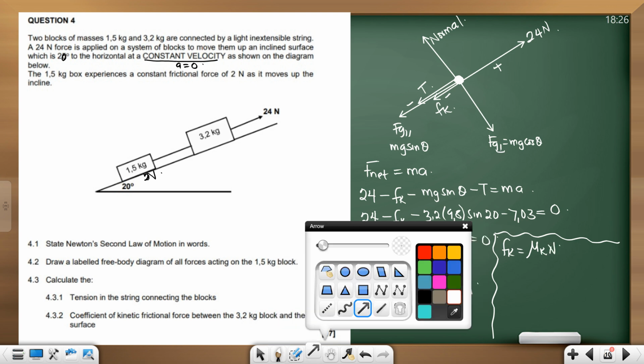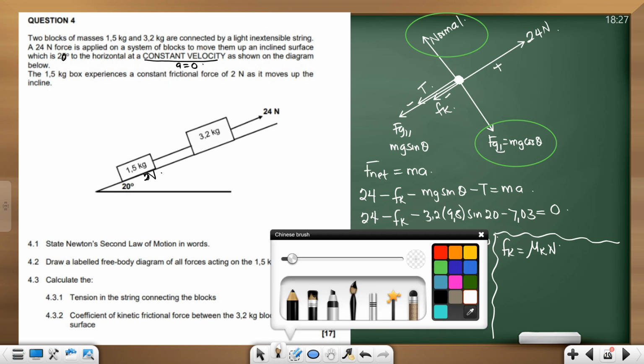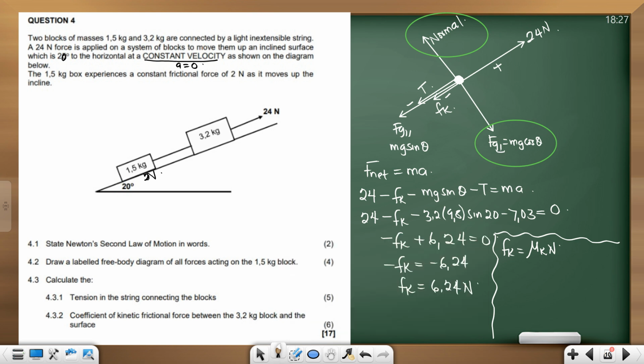Let's take you back to our diagram. What is my normal force? My normal force is therefore equal to mg cos theta. I hope you see that. We've done that quite a couple of times. So this is mu k mg cos what? Theta.